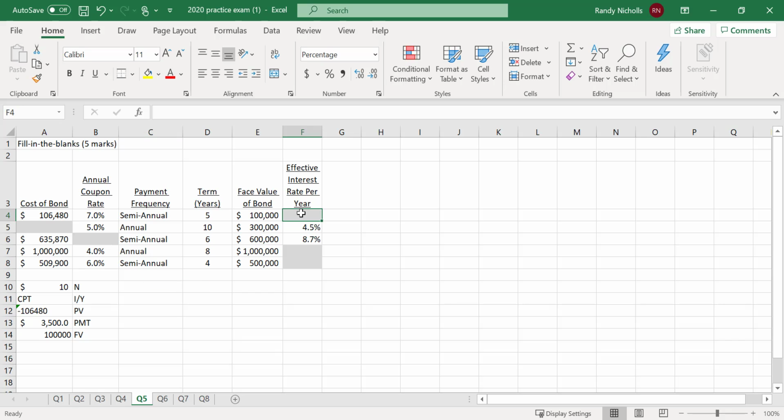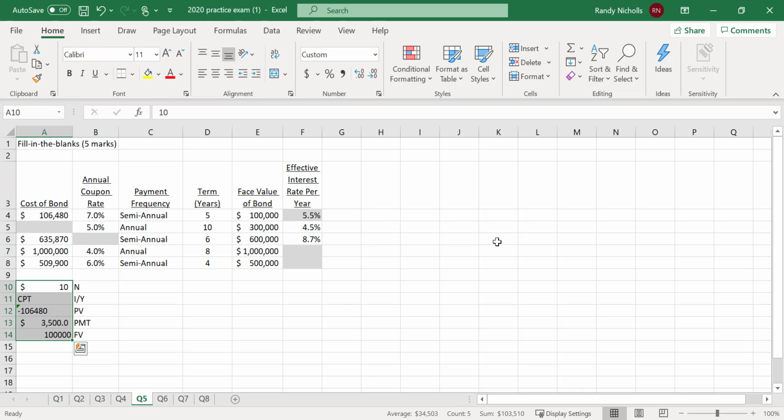And again, just watch the terminology here. They want per year, so it's equal to 2.75, that's for 6 months, times 2. And yeah, we got a format issue there, so it's 5.5. Okay, go to the second line.